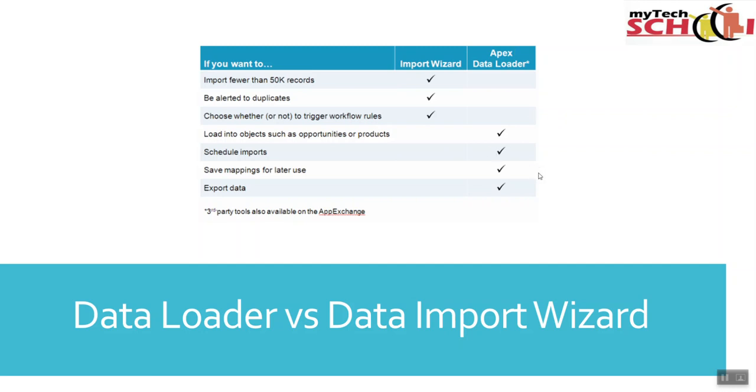You can actually schedule imports. So you can actually have an Excel CSV file template created, and you can continue to update records in there on an ongoing basis, and it'll upload that into Salesforce on a scheduled time. You can save mapping. So let's say you have 20 columns which map to 20 fields. With Data Loader, you can actually map it and save it. Whereas with Import Wizard, you cannot do that. So you have to map it every single time.